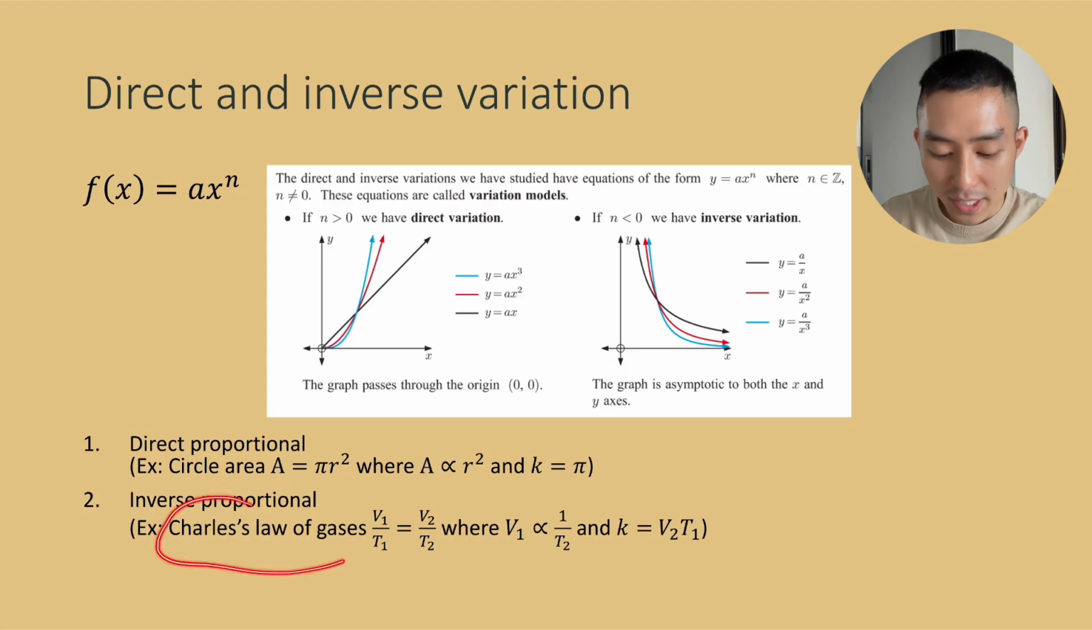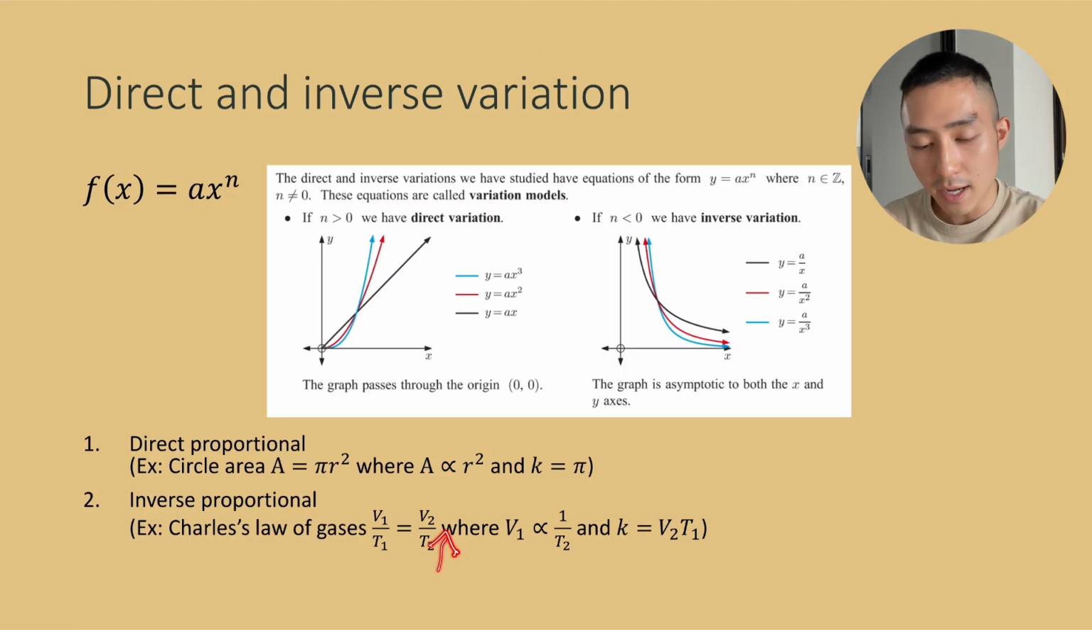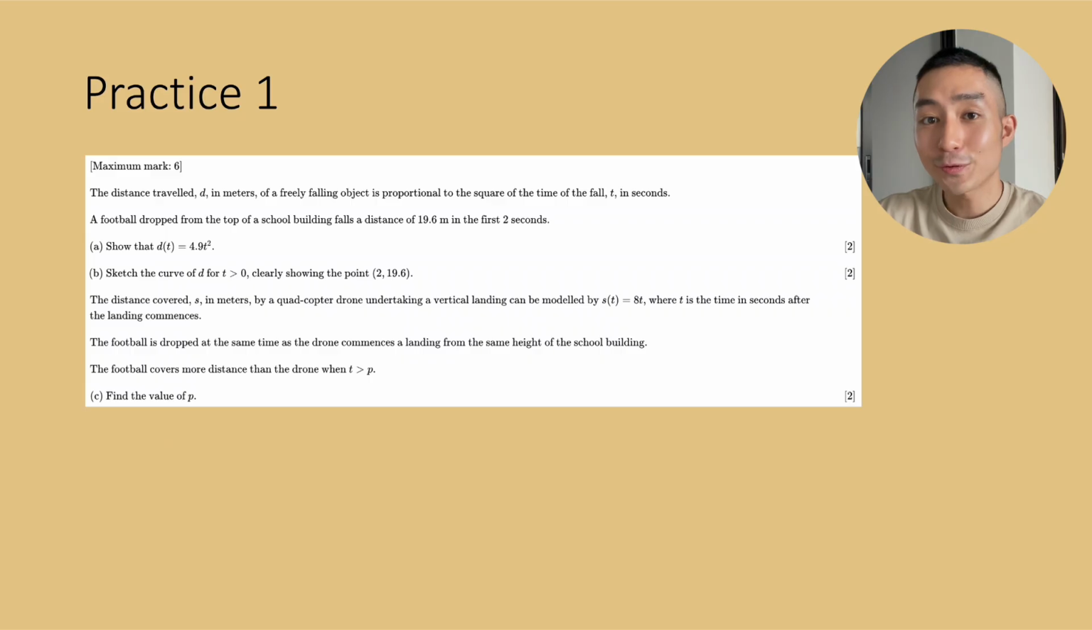For example, in Charles' law of gases, when T2 is increasing, the denominator gets larger, right? So the value of V1 decreases, where we hold V2 and T1 as constants. Let's go to the practice question.